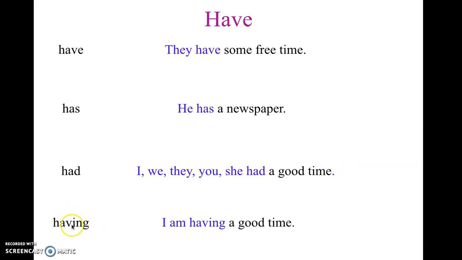Having, you can tell by the ing, just like in our be verb. So we have the be verb here, am with the verb and ing. I am having a good time. So if we go up here, I had a good time, maybe at the party. The party is over. I'm telling somebody the next day, I had a good time at your party. This is during the party. Whoops, I missed it. I am having a good time. Means right now, in the party, I am having a good time.